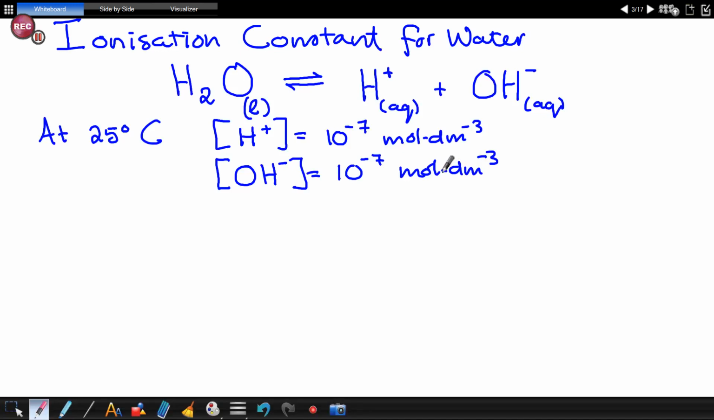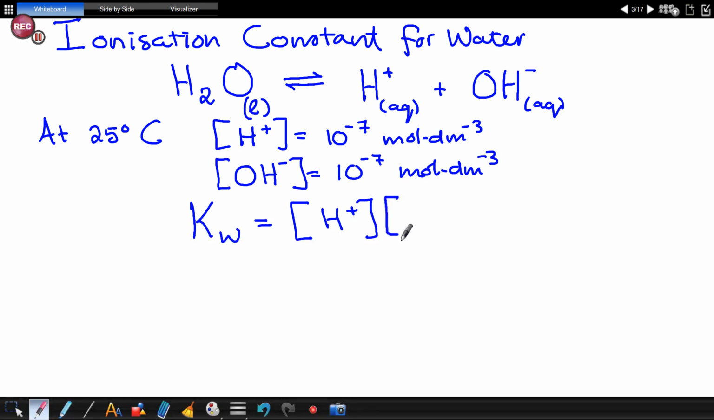Now there is something called the ionization product or ionization constant. Where this comes from, you will understand after we've done reversible reactions next year. It's called the KW, and it is determined by the product of the concentrations of the ions. So please don't stress about this and say, I don't understand. You will understand.